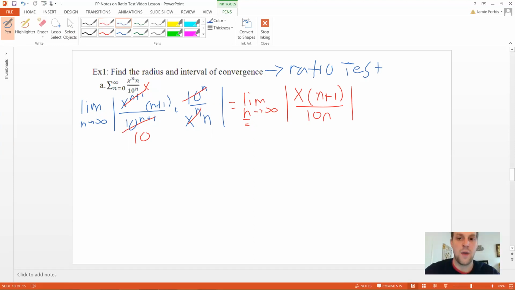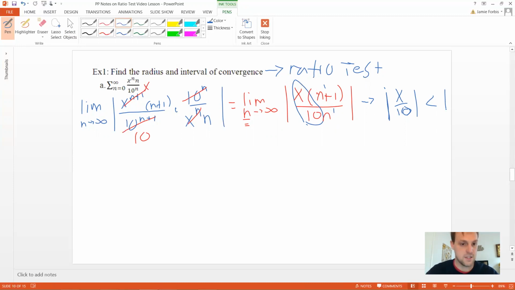So, because the powers of n are the same on top and bottom, we take the leading coefficient. The leading coefficient is x over 10. So what this is equivalent to is the absolute value of x over 10. That is what the limit is. Now, if I want to know what x value I need for this to converge, by the ratio test, this value must be less than 1, therefore satisfying the ratio test.